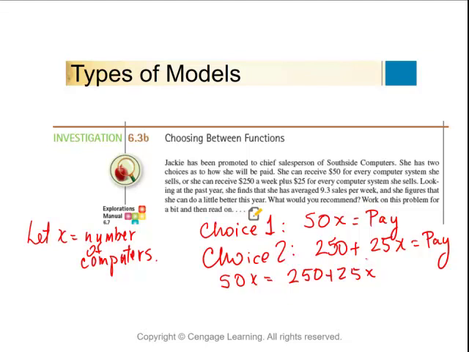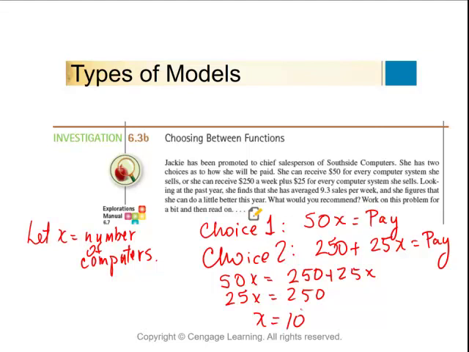I'm going to subtract 25 from both sides. I'll get 25x equals 250. I'm going to divide both sides by 25, and I'll get that x is 10. So if she sells 10 computers, she breaks even.